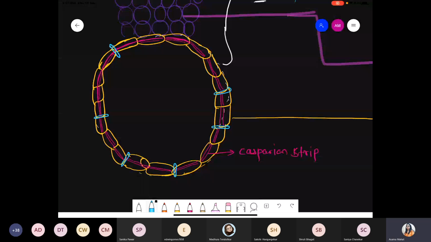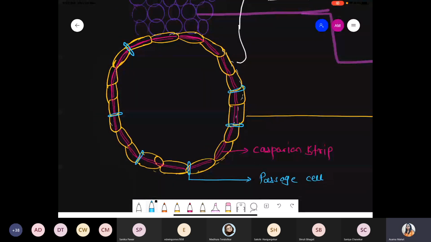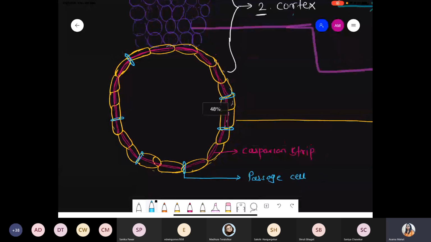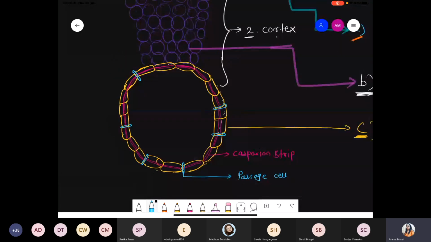Okay. So now these cells are basically called passage cells. Passage cells are not very many. Actually, only some passage cells are present, very few. Such passage cells are living cells. They are thin and without Casparian strips.